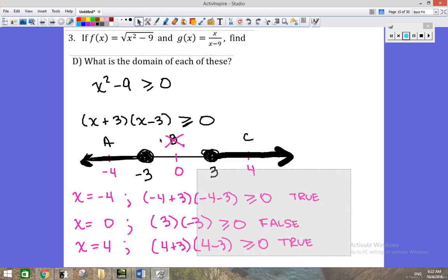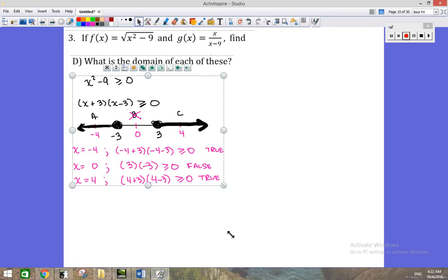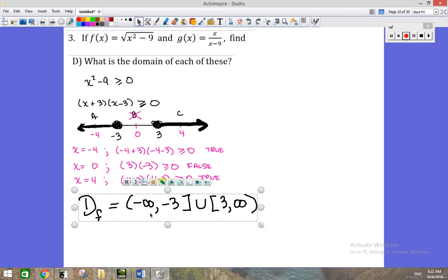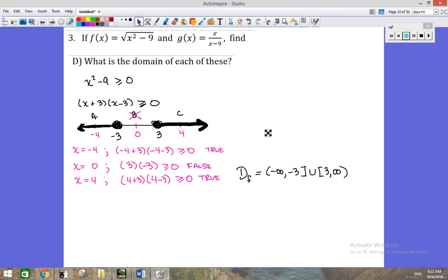So, in interval notation, how do we describe this number line? The domain for f is from -infinity to -3 union +3 to infinity. Now, that is not my final answer. It said the domain of each of these. It gave us f, but I'm going to use that to find the domain of the product fg and the domain of the division f over g and g over f.